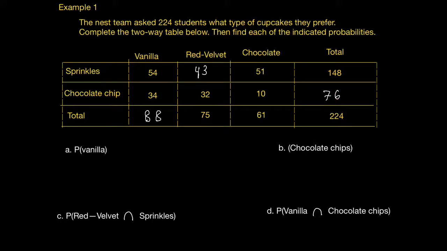So the total of sprinkles would be 148. The total of chocolate chip would be 76. The total of chocolate would be 61. The total of red velvet would be 75. And the total of vanilla would be 88.